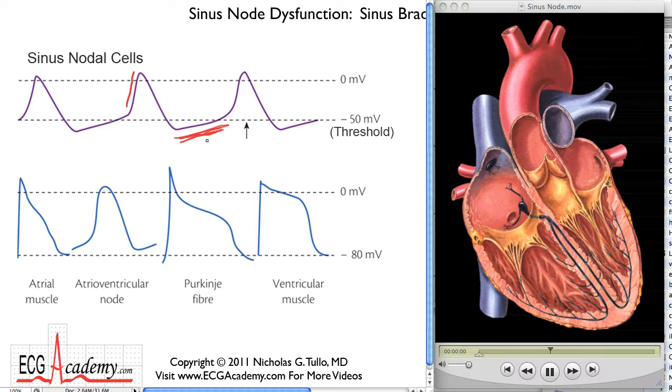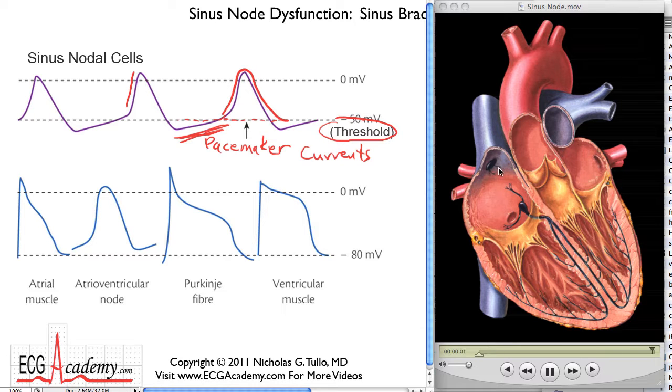There are actually ion currents known as pacemaker currents, and these allow the cell to reach the threshold potential, which in this case is minus 50 millivolts. So as soon as that cell crosses that threshold potential, the movement of ions into the cell occurs, giving rise to this action potential. And as that action potential is conducted to the neighboring atrial muscle cells, that's what generates the P wave, which is the atrial depolarization.